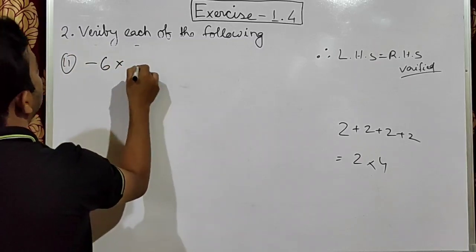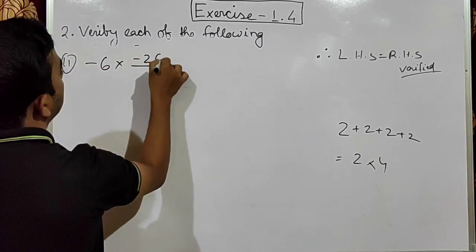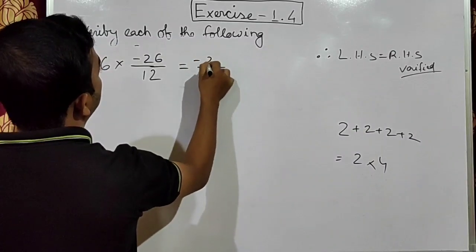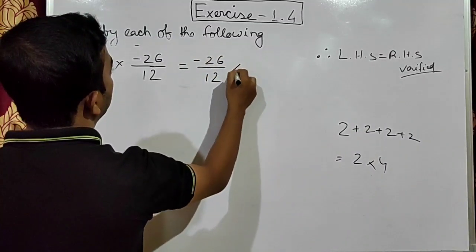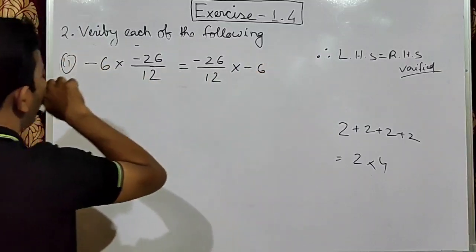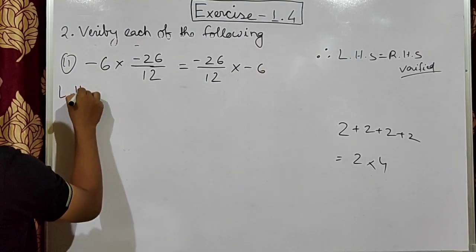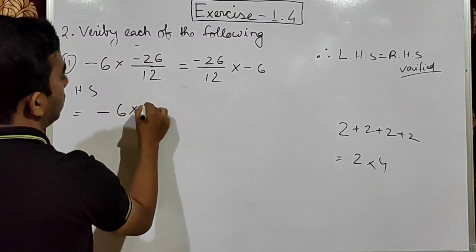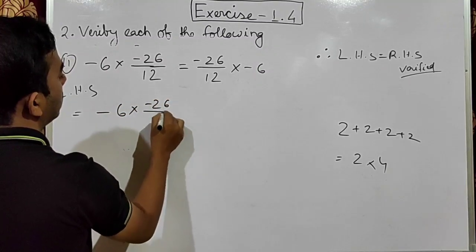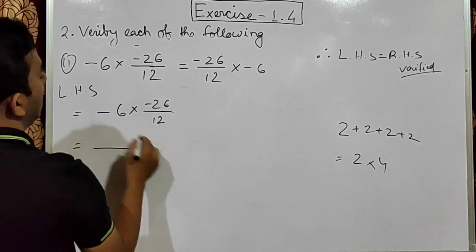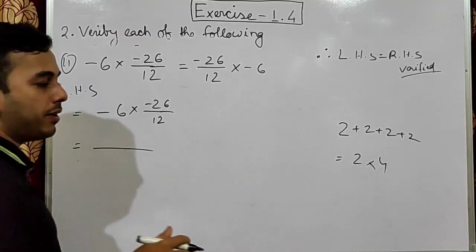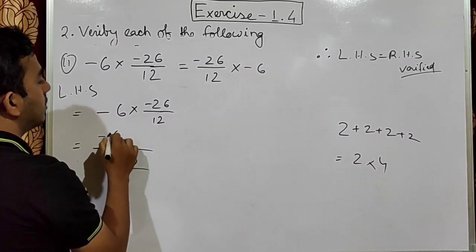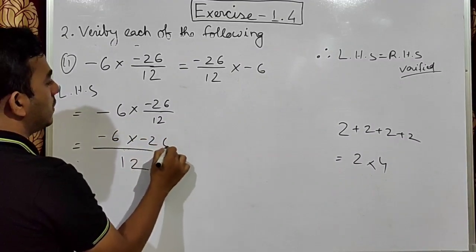Minus 6 into minus 26 by 12 equals, what will it be? Minus 26 by 12 into minus 6. Let's find out. LHS equals minus 6 into minus 26 by 12. So now it is the numerator, right? It has denominator 1. Okay, so it will be minus 6 into minus 26 over 12.